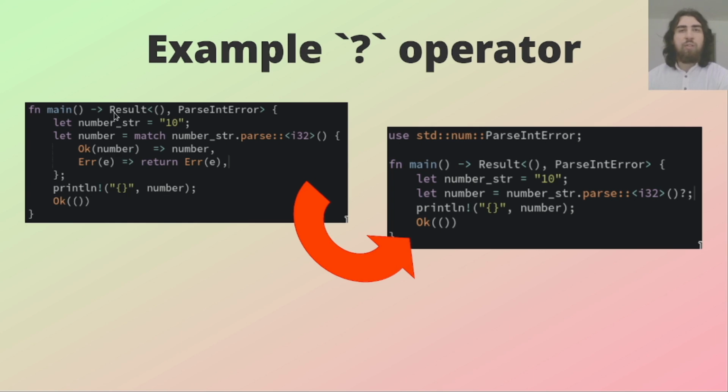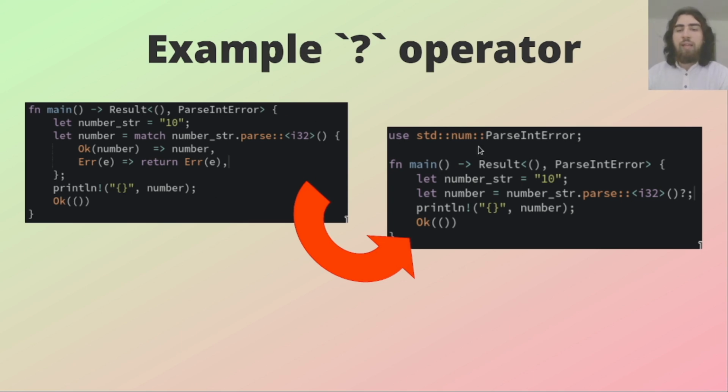Now, because we return here a result type, we have to also return an OK in case everything succeeded. Now, because at the end of main, basically the end of the program has been reached, it doesn't make sense to return any meaningful value. So we just return a unit type like that. So I've told you that the question mark operator actually replaces an entire match statement, meaning this over here would be exactly the same. So let's see.